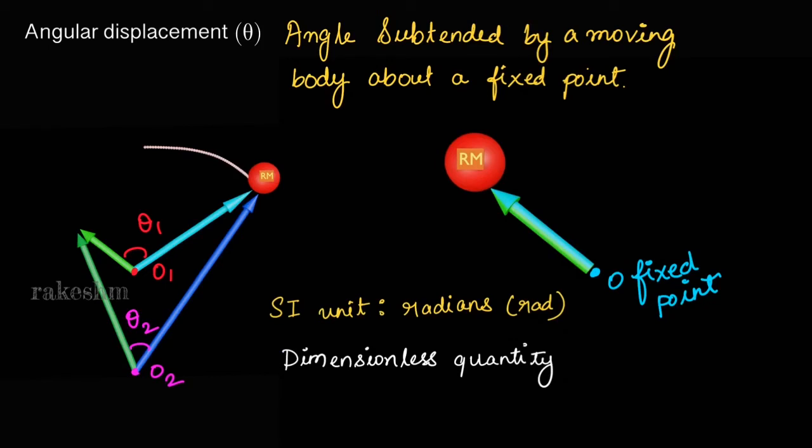Another important point to remember is the SI unit of angular displacement is radians, or in short RAD. Angular displacement is also a dimensionless quantity. The reason being that it is the ratio of lengths, right? It is the ratio of arc length to the radius of the circle. So length by length. So that is why the angular displacement is a dimensionless quantity.